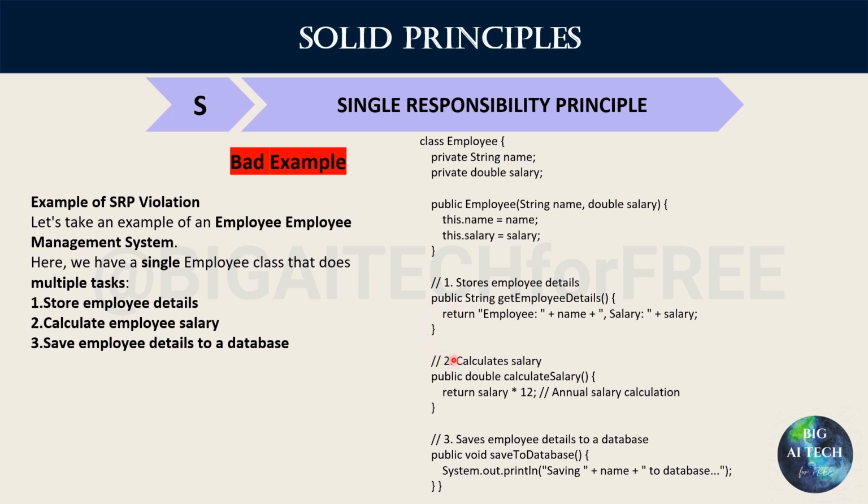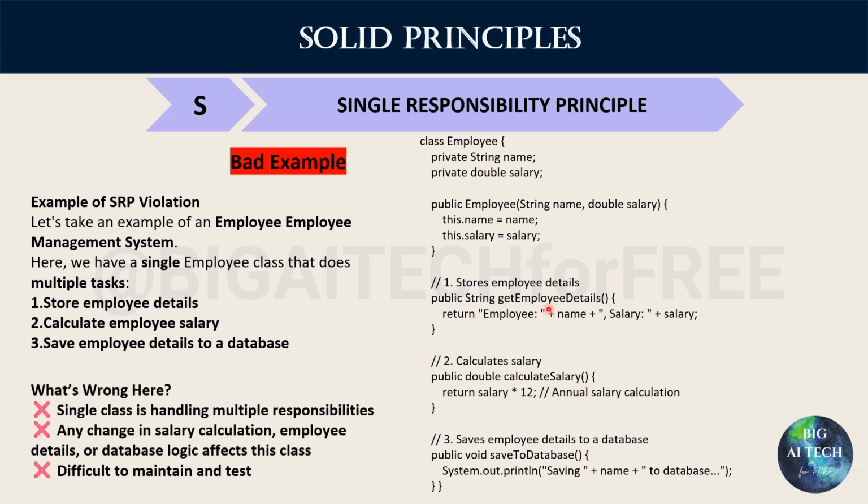And what's the problem with this? If any change to salary happens, we have to change this class. If any change to the employee details happens, then we have to change this class, which is not the ideal thing to do. So a single class is handling multiple responsibilities here, and any change in salary, employee details, or database logic affects this class. And what is the main problem with this? It's very difficult to maintain and test.